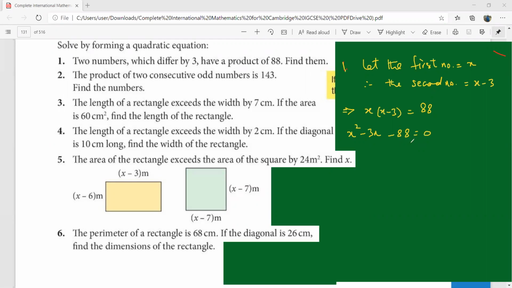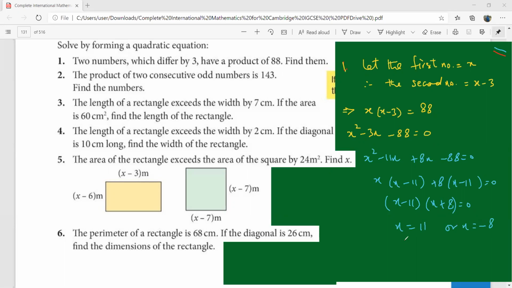If you think that we can factorize this, I strongly think we can factorize this. What are the two numbers which have a product of minus 88 and whose sum is minus 3? Yes, 8 and 11. This is minus 11 and 8 basically. This is x squared minus 11x plus 8x minus 88. Since there is no condition on how to solve this quadratic equation, you can even use the quadratic formula. Anyhow, this is x into x minus 11 plus 8 into x minus 11 equal to 0. This is x minus 11 into x plus 8 equal to 0. So it is x equal to 11 or x equal to minus 8.